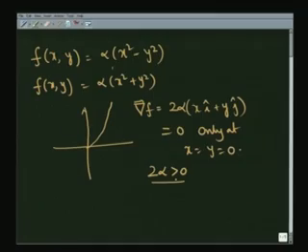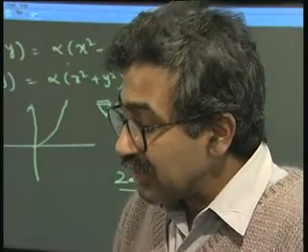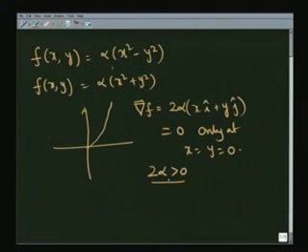Thus, my discriminant at that point is greater than 0. Individually, both the second derivatives at the origin are greater than 0. Therefore, we conclude this is indeed a minima. On the other hand, if I take alpha to be less than 0, I had taken alpha to be greater than 0 here.